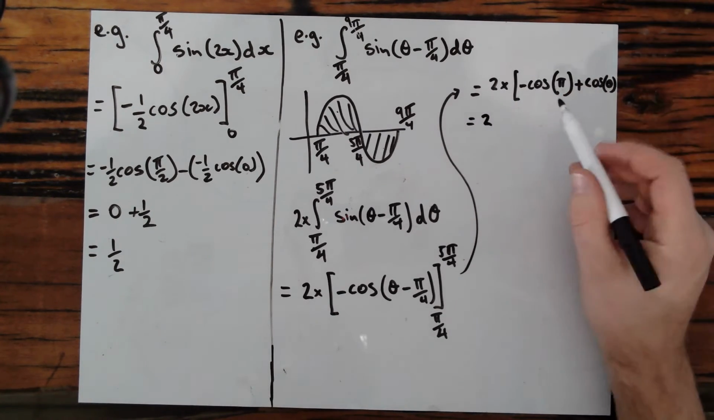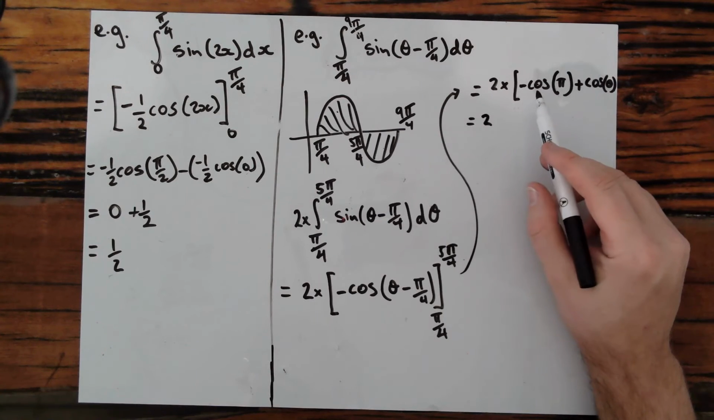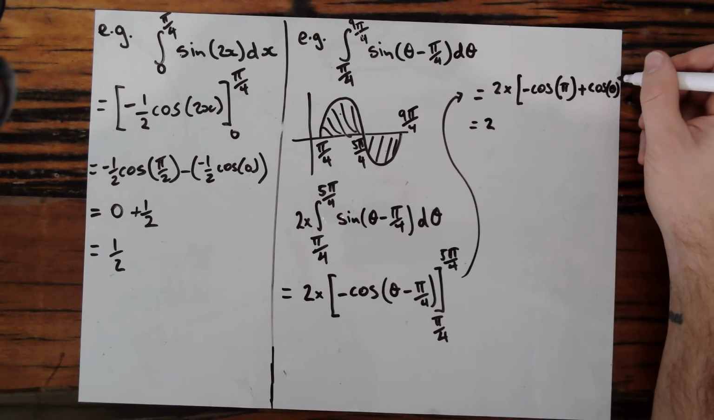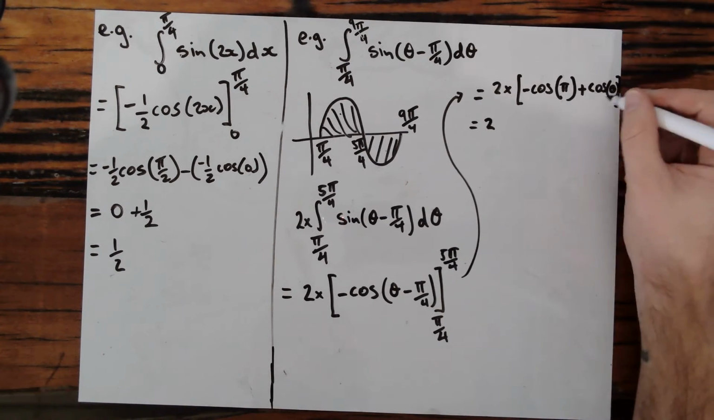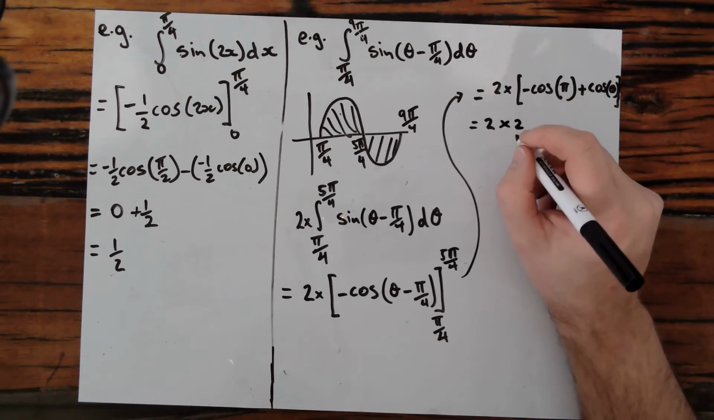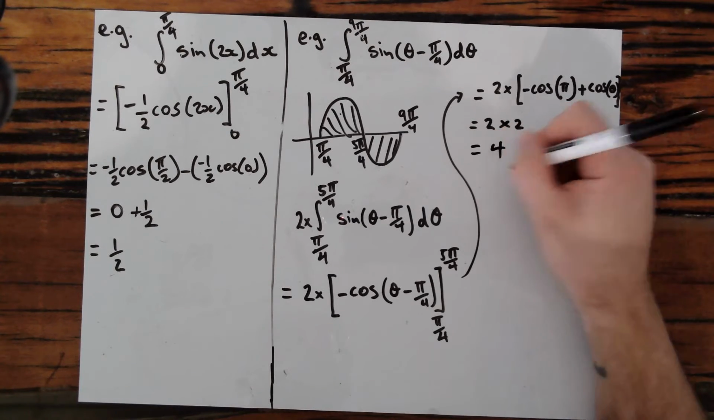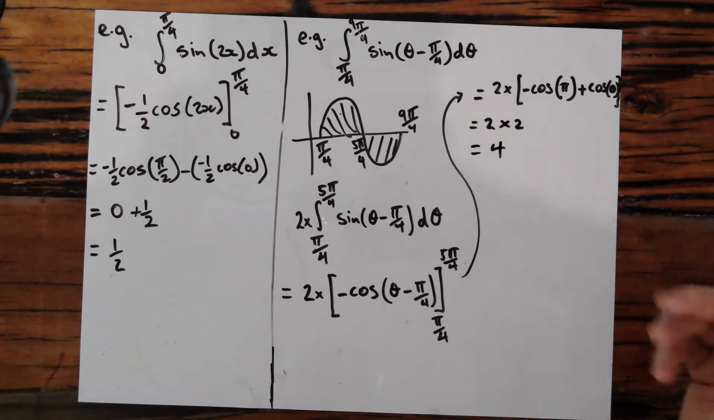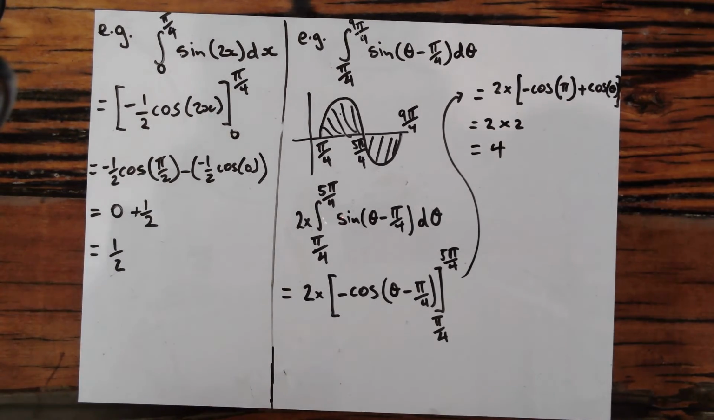So when we do that, we find that we're going to get 2 from in here, so then we have 2 times 2, which is going to equal 4. In this case, square units, or whatever we like. We weren't given any other units, so we just go with square units.